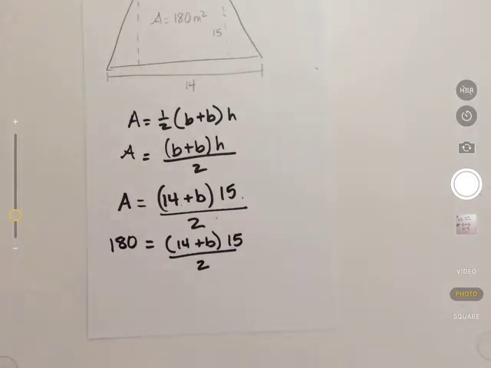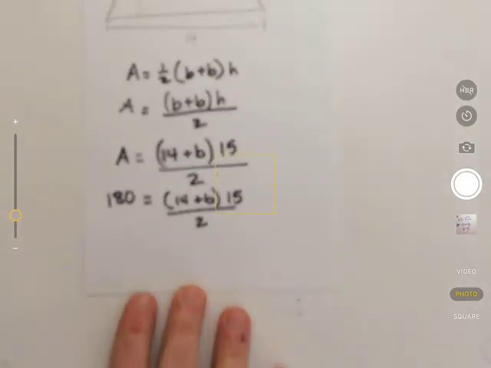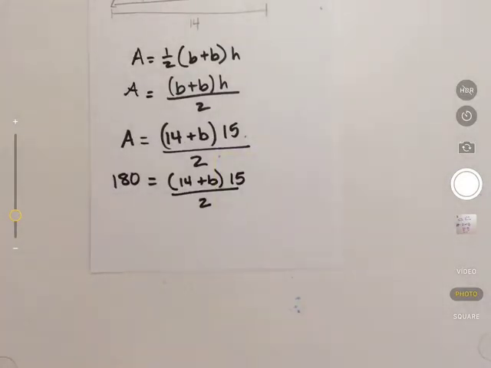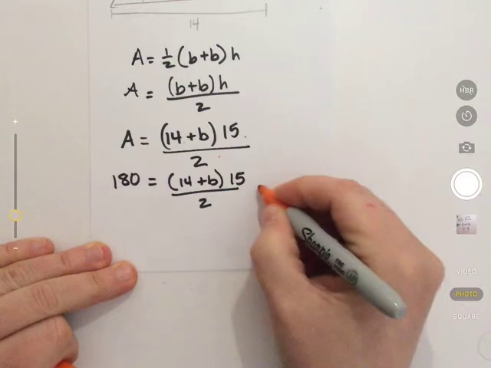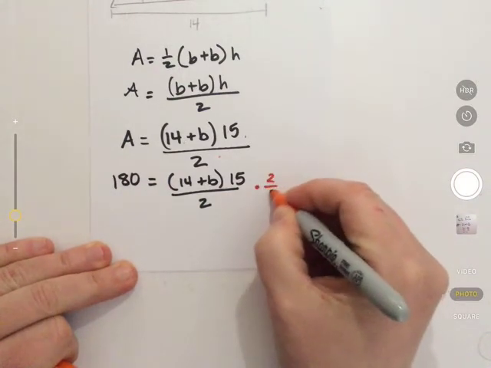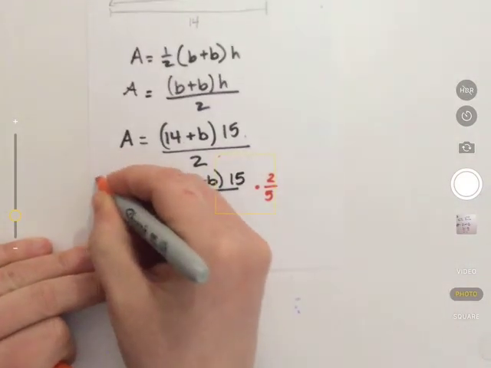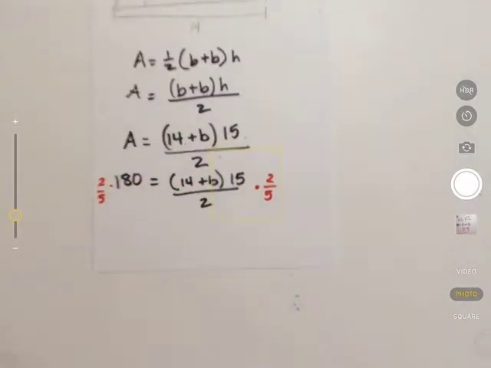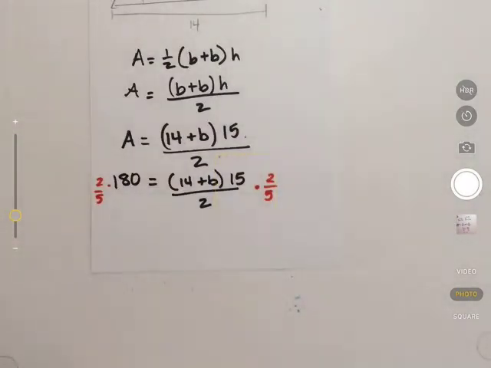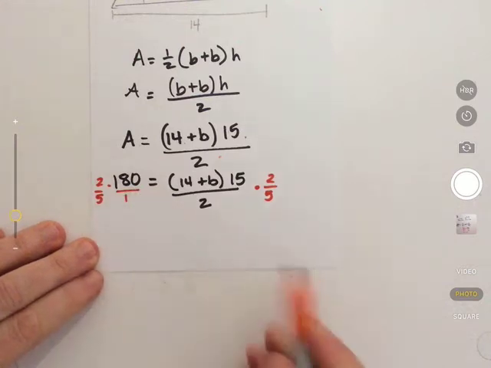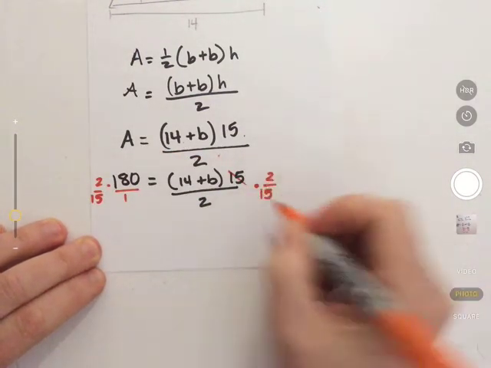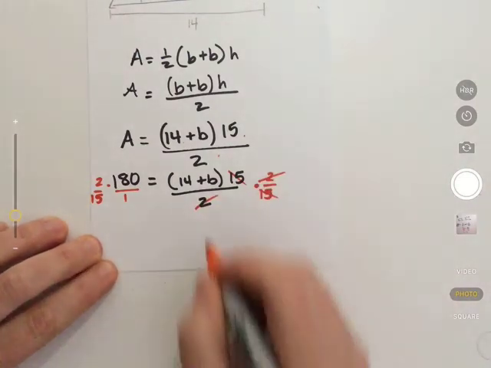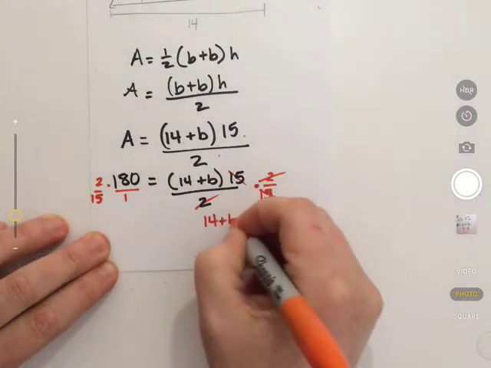All right, there's a few different ways you can solve this. I'm going to show you 2 different ways. The first thing I could do is recognize that this is 15 halves here. And to get rid of both of those, I can multiply by 2/15. If I multiply by 2/15 on one side, I have to multiply by 2/15 on the other side. So that would cancel, 2/15, 2/15. Cancel those out, giving us 14 plus b.